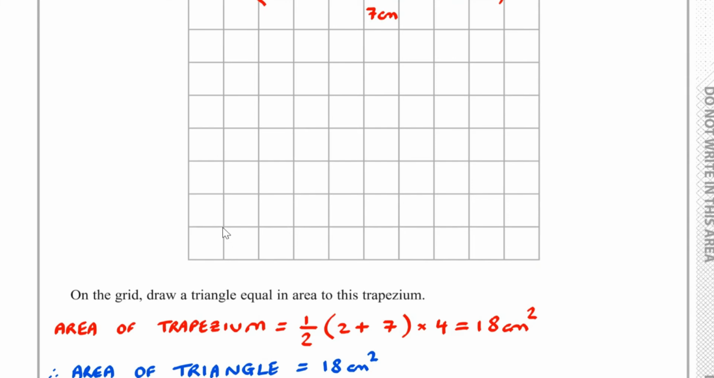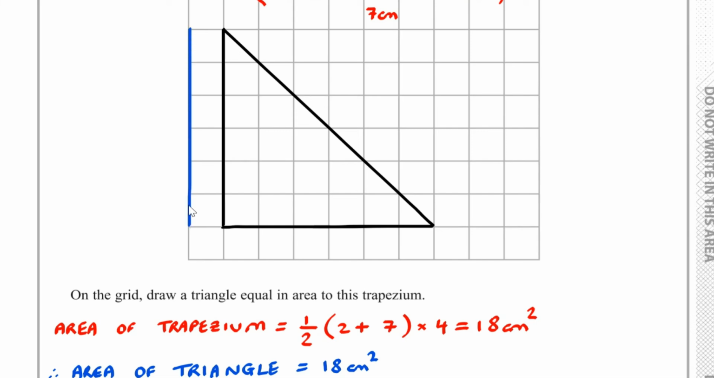So if I draw that, here is our triangle. We have a height of 6 and a base of 6.